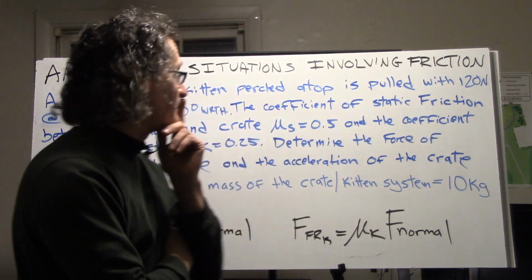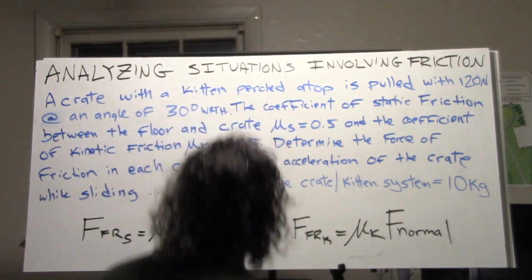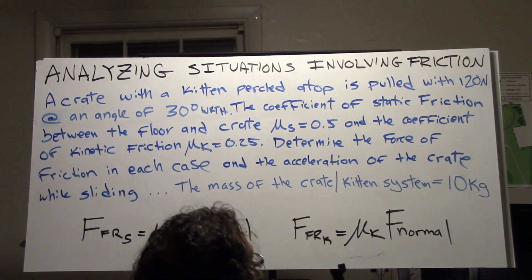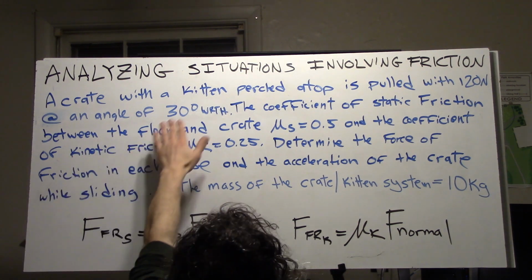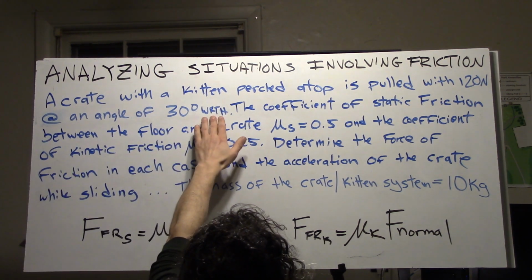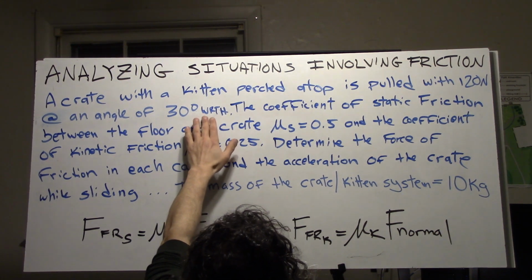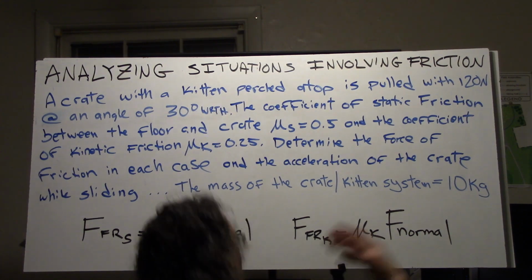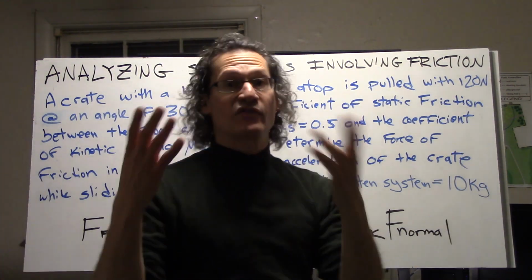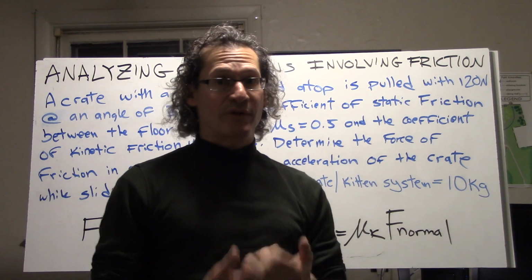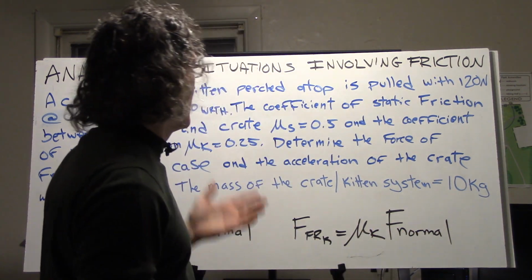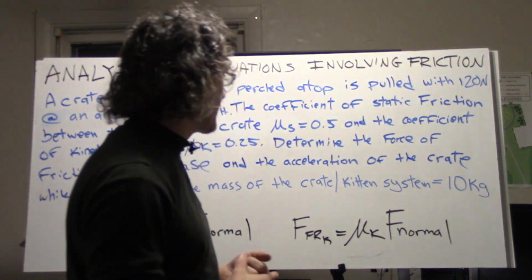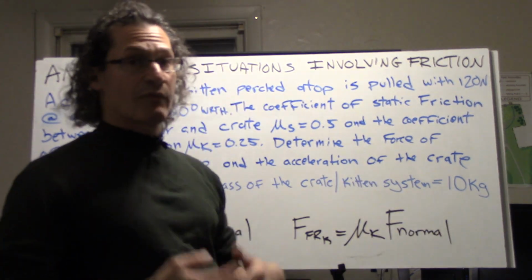Situation's kind of similar. Anyway, we have our kitten in the crate, and it's being pulled with 120 newtons at an angle of 30 degrees with respect to the horizontal. That's what WRTH is. It's not a radio station, it means with respect to the horizontal. The coefficients of friction, static and kinetic, are the same as they were before. So it's 0.5 and 0.25 respectively. And we'd like to determine the force of friction in each case for static and kinetic, and still the acceleration. The mass is the same as it was before, 10 kilograms.